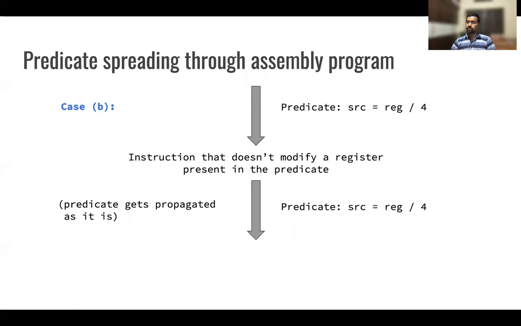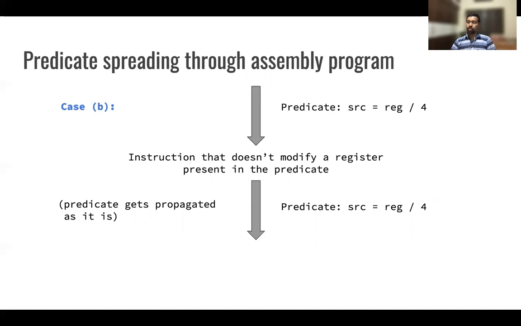For case B, that is when the next instruction doesn't modify a register present in our incoming predicate, we would just propagate the predicate through the next instruction until we come across case A we saw in the last slide. But as you can imagine, due to directly killing the predicates in case A, this would limit our predicates to a relatively smaller range of PCs.